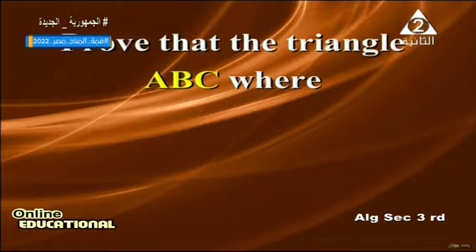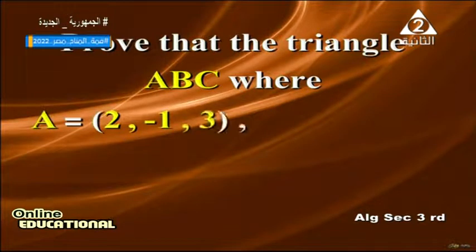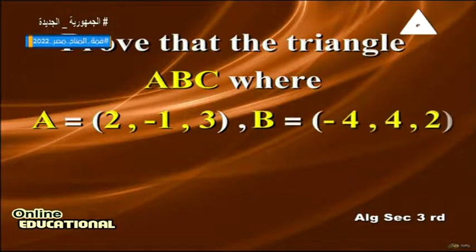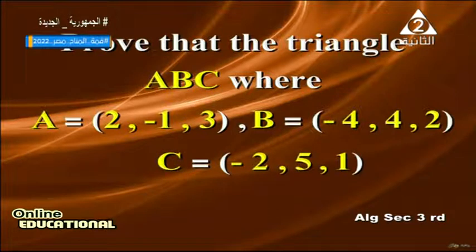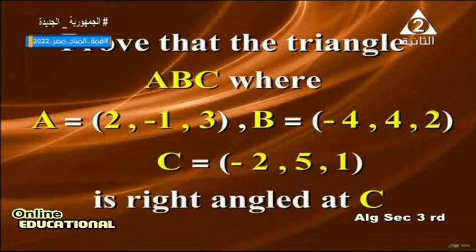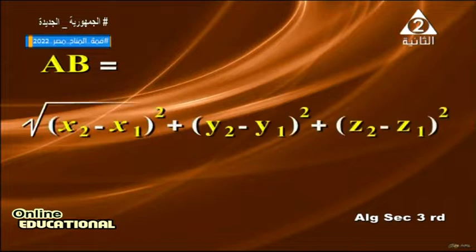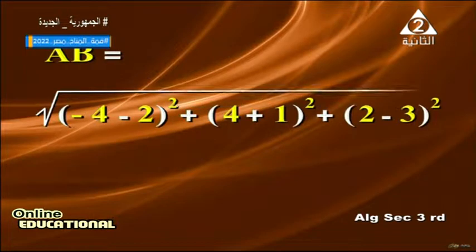Example. If we have triangle ABC, its vertices are A (2, -1, 3), B (-4, 4, 2), C (-2, 5, 1). Is the triangle right angled? By the Pythagoras theorem. AB by using the distance equals the square root of (-4 minus 2) squared plus (4 plus 1) squared plus (2 minus 3) squared, equals root 62.